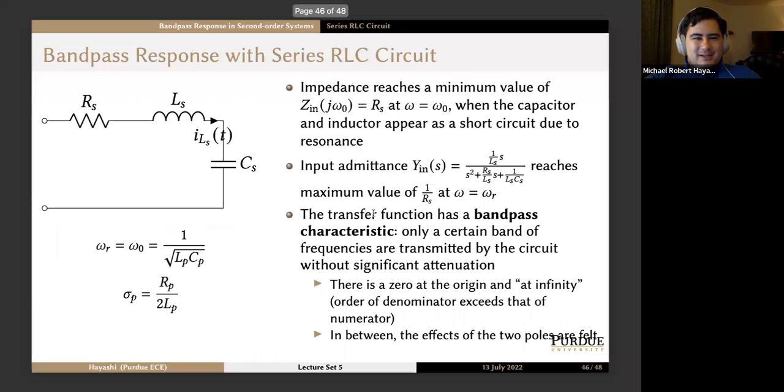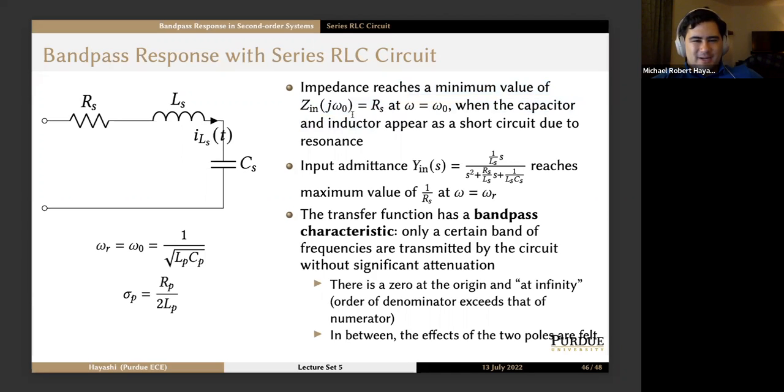As we have done in this course, whenever we talk about the parallel RLC circuit, we want to jump into the series RLC circuit and talk about similar things with duality. So again, omega naught is 1 over the square root of L sub S, C sub S, with sigma P equal to R sub S over 2 L sub S. The impedance reaches a minimum value at R sub S. The capacitor and inductor pair form a short circuit due to resonance.